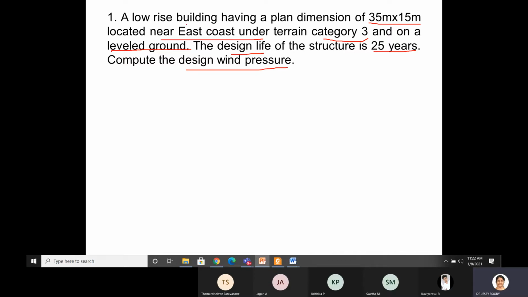Okay, because you need to find out the design basic wind speed. So which one will you take? Will you take Chennai? Yes, ma'am. Okay, so we can assume Chennai because it is also near the east coast. So we will select the region where the building is located as Chennai. Once we select Chennai, what is the basic wind speed Vb? What is the basic wind speed of Chennai? Chennai is 50. Okay. Chennai is 50 meters per second.